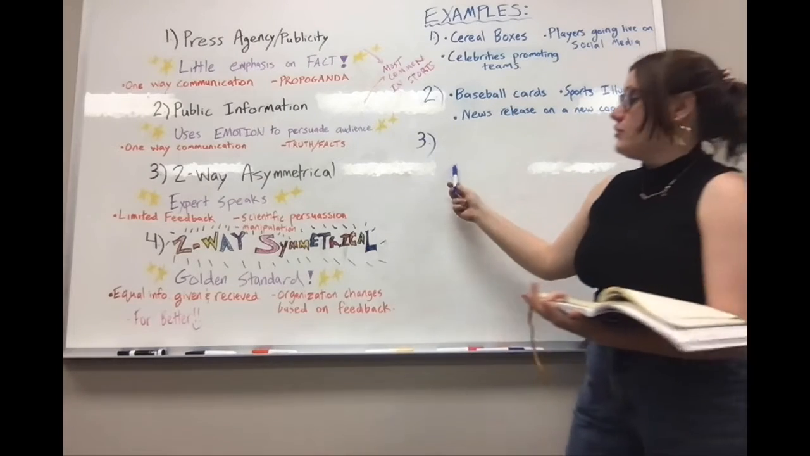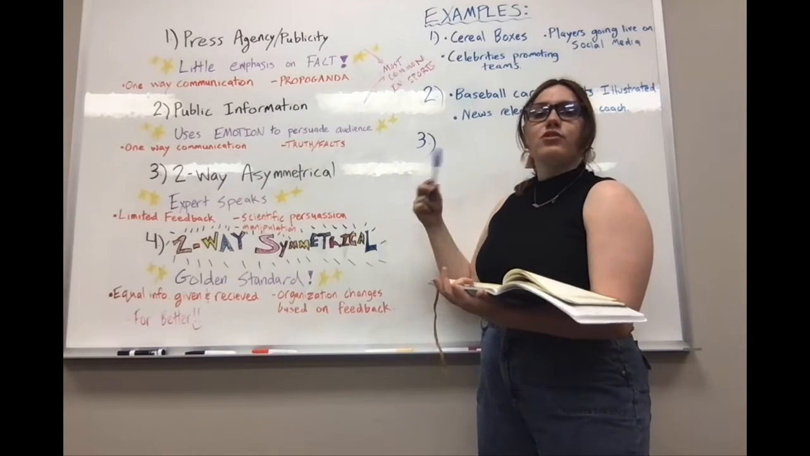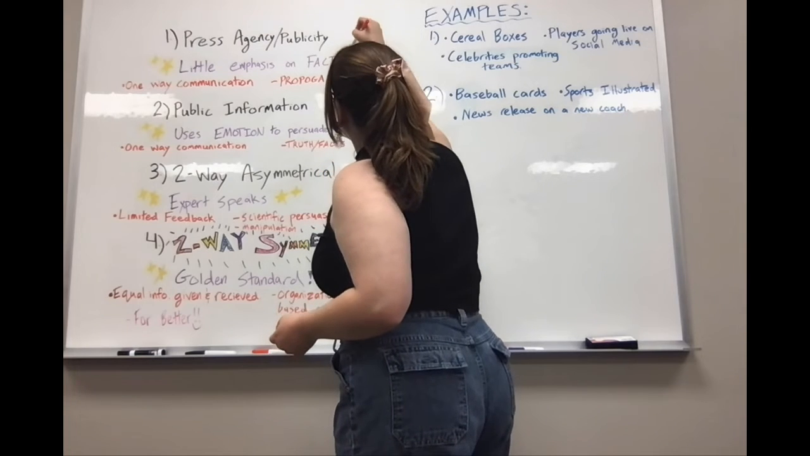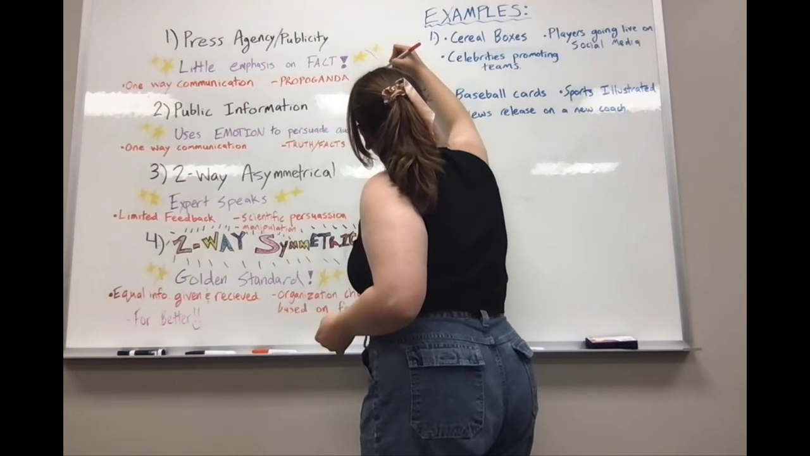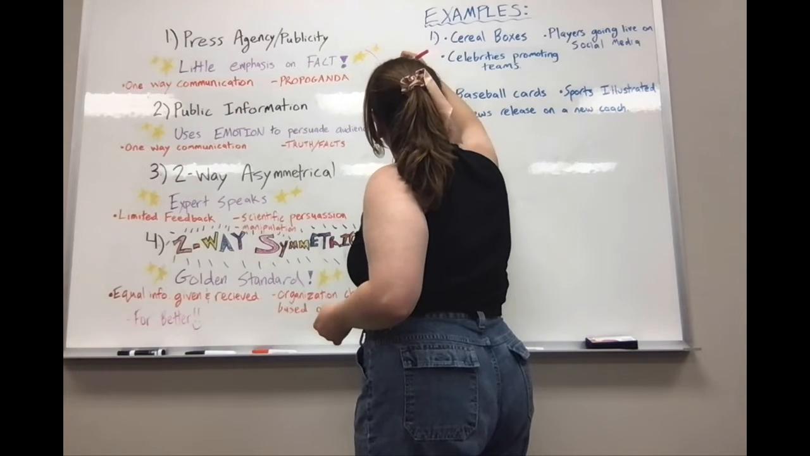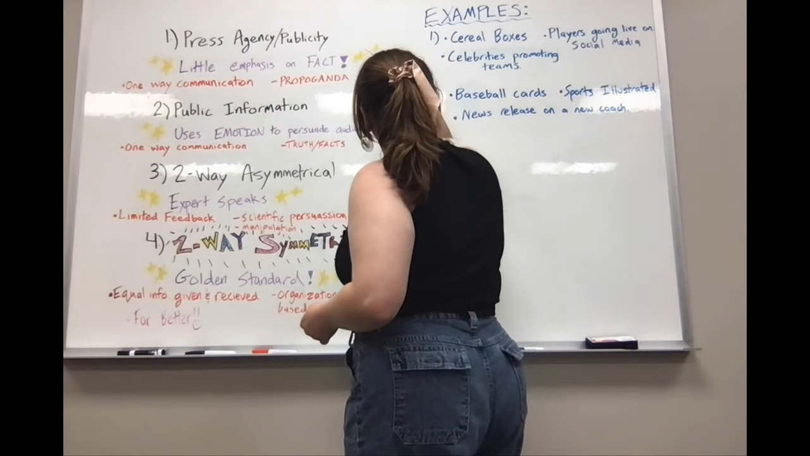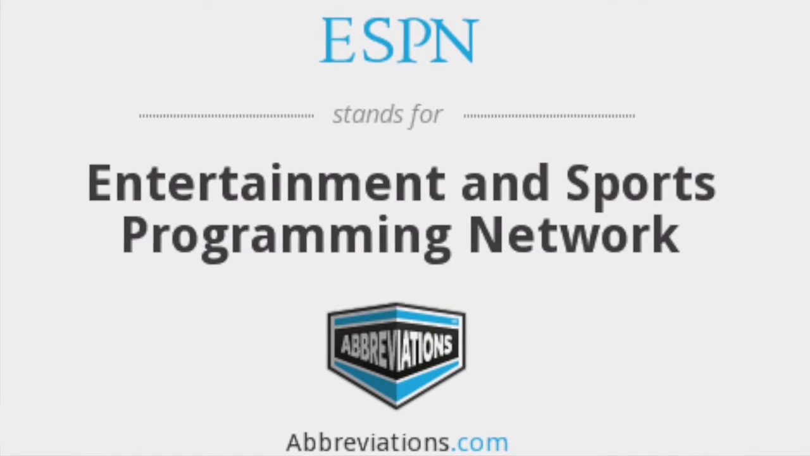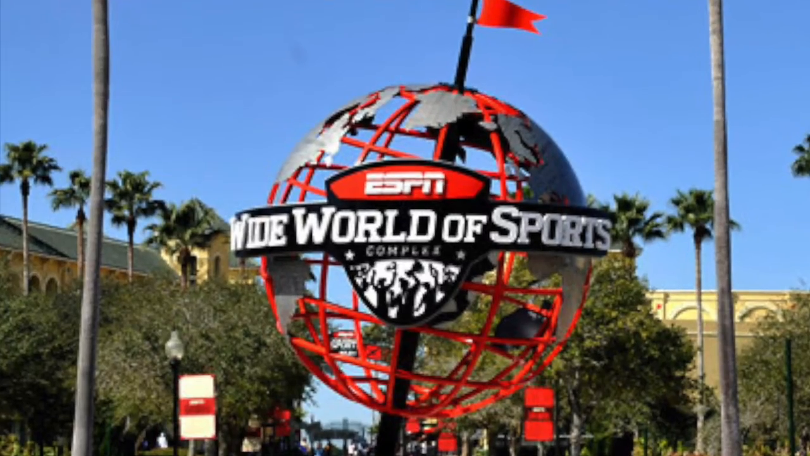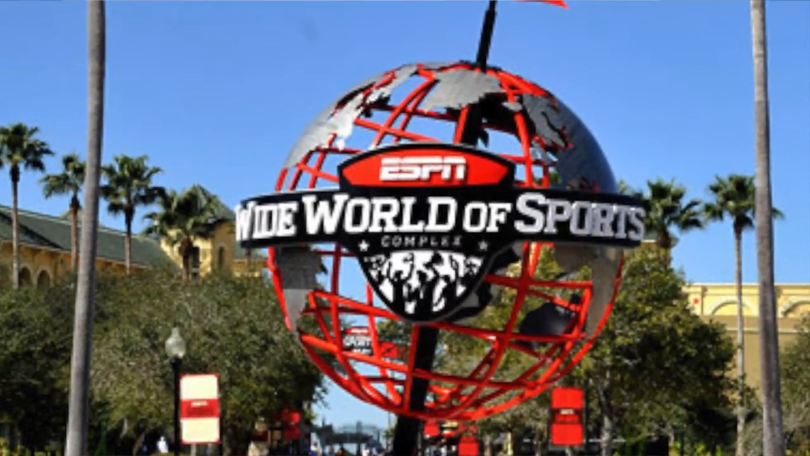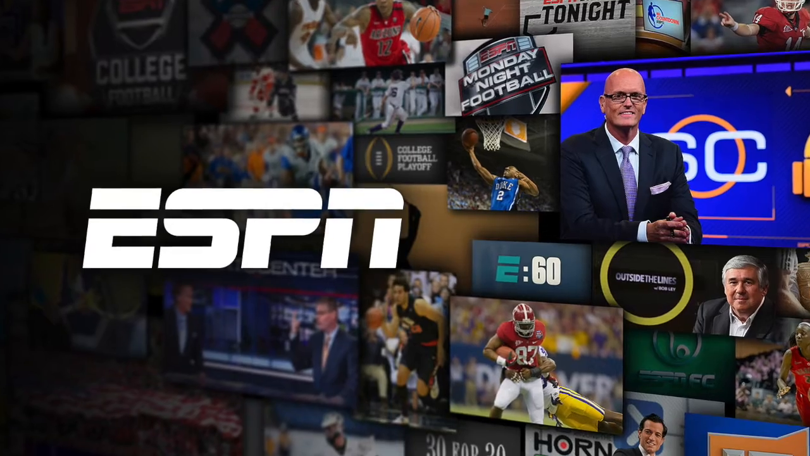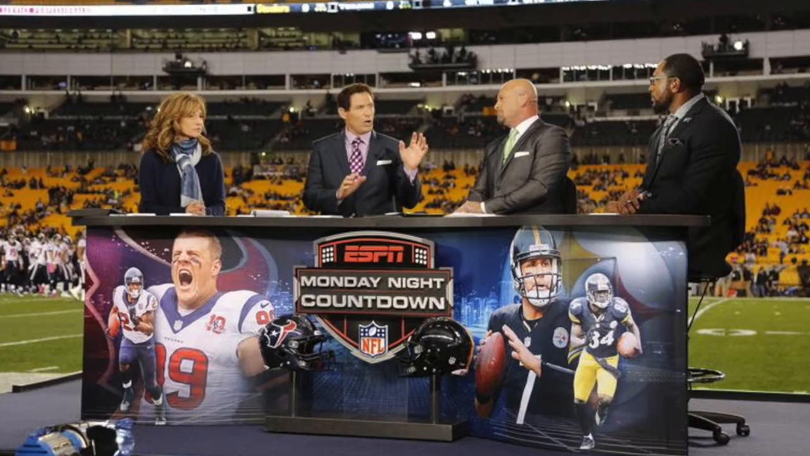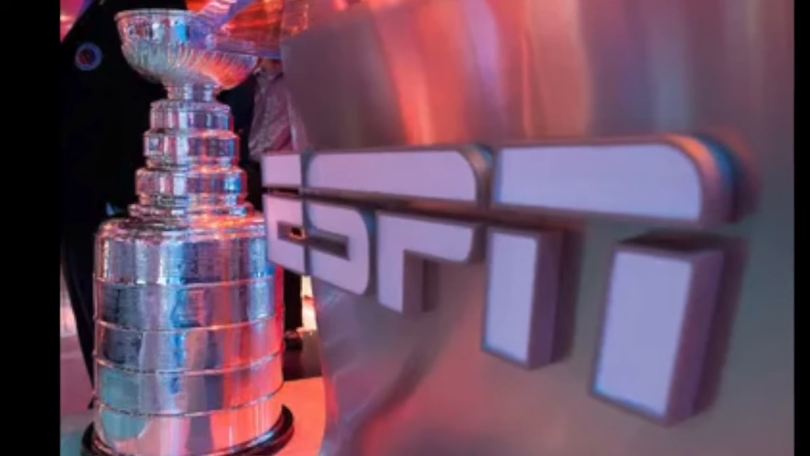Now we have examples for the two-way asymmetrical model. The easiest example to look at associated with the two-way asymmetrical model is ESPN Sports as an organization, which, in case you didn't know, stands for Entertainment and Sports Programming Network. Basically, ESPN is the number one source for sports coverage in any kind of game. That means background on players, how they just performed in a game, what it could mean for the future, and statistics of the overall season.